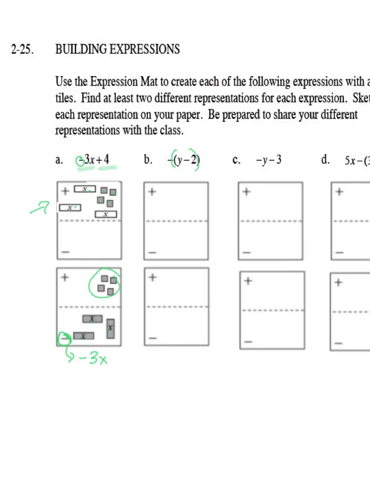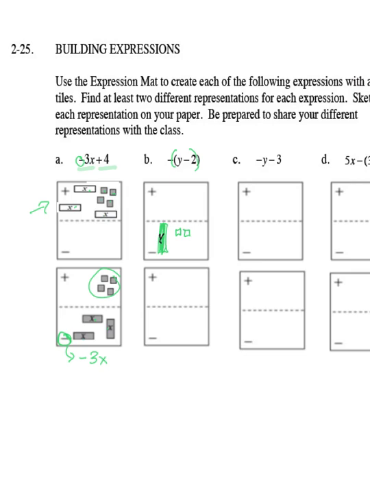So inside the parentheses, I have a y that is positive. I could even add a y to that. And I have a negative 2, which means I would use single tiles that are not shaded in because they are negative. And there we go. That's the first one.